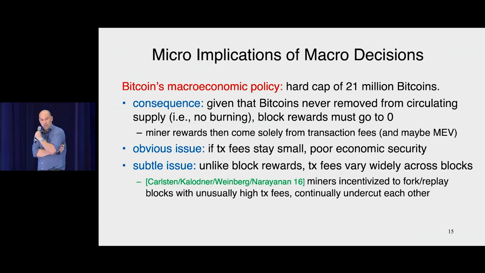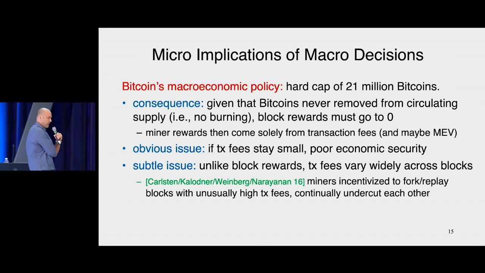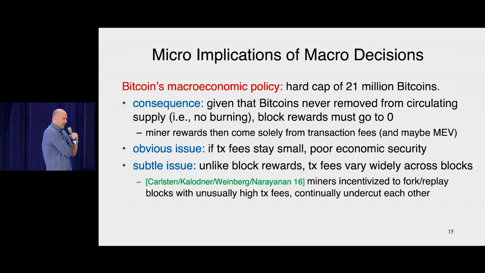ago in a paper by Carlsten et al., which is another difference between block rewards and transaction fees: block rewards are steady, they're constant. Block to block, it's the same. Like right now, it's 6.25 bitcoins. Transaction fees can vary by an order of magnitude or more. They vary from block to block.